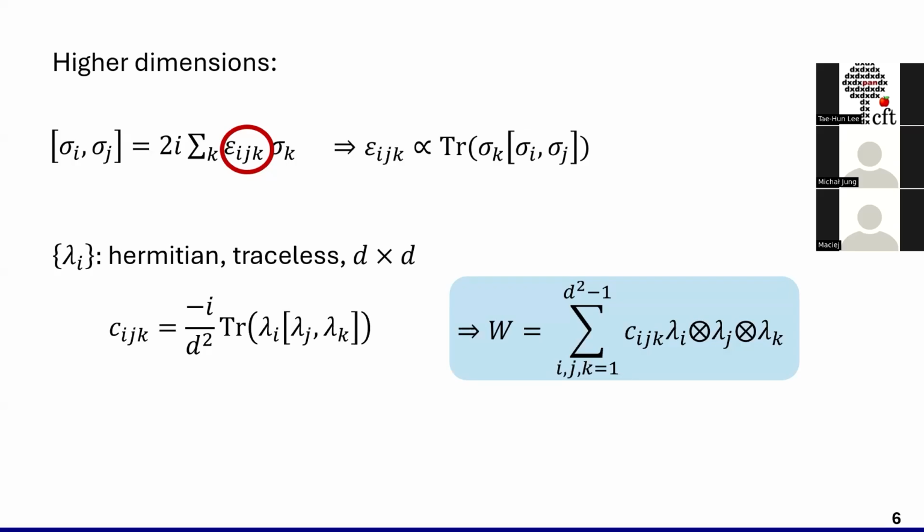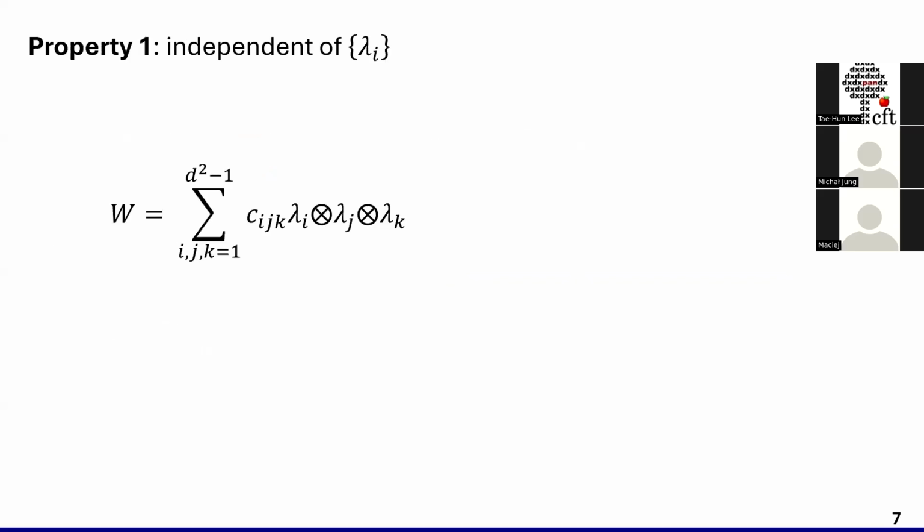And if we now replace everything in the previous operator, we have generalized this operator to any arbitrary dimension. This operator also has some nice properties. For one thing, as I already mentioned, it is independent of the choice of the matrices lambda, as long as we always adapt the C according to its definition. No matter what basis one chooses here, we always end up with the same operator W.